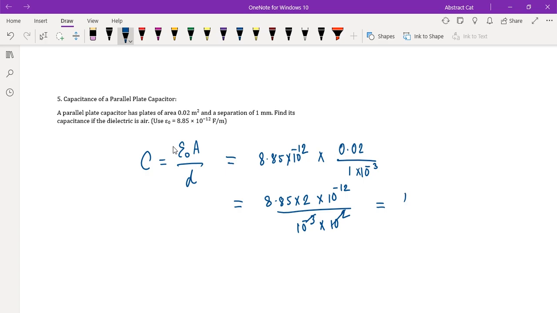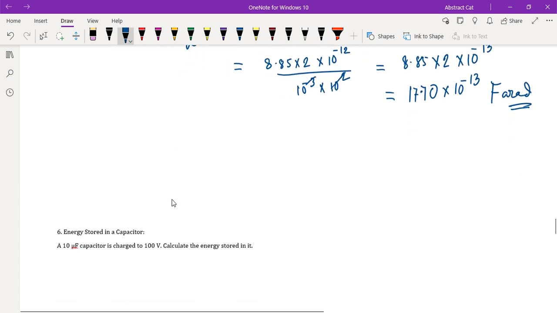So 8.85 into 2, minus 13. So we get 17.7 into 10 to the power minus 30 farad. Okay, that's the capacitance of the parallel plate capacitor. That's the given value.